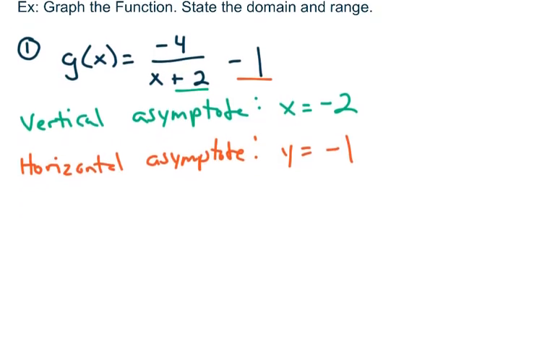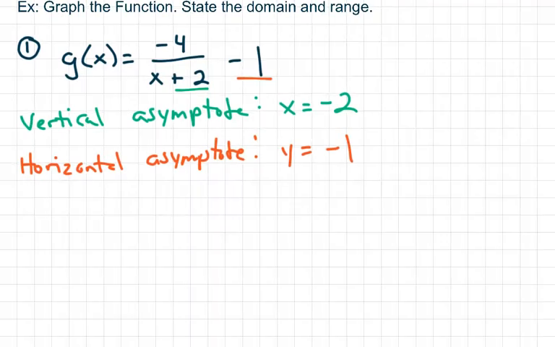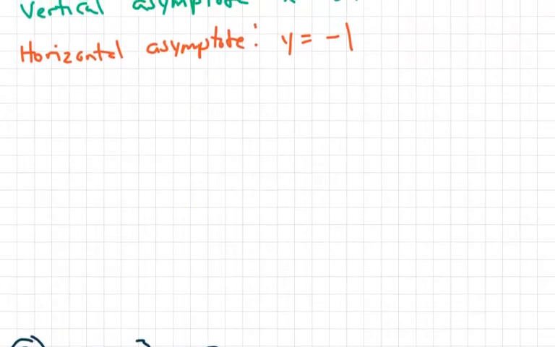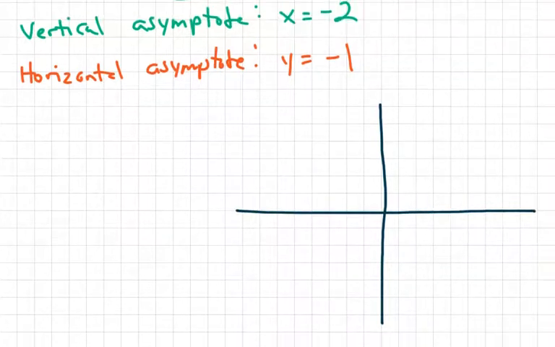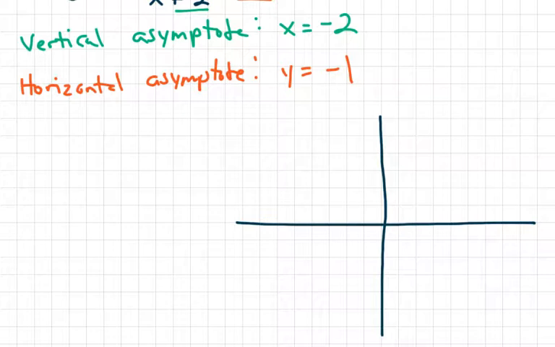Okay, so when I graph this, I'm going to skip a little bit of space here, and then we can draw this in off to the right. Draw in my coordinate plane. My vertical asymptote is x equals -2, so that is this line right here. My horizontal asymptote is at -1, so that is right in there. So I know I'm not going to cross those two boundary lines.